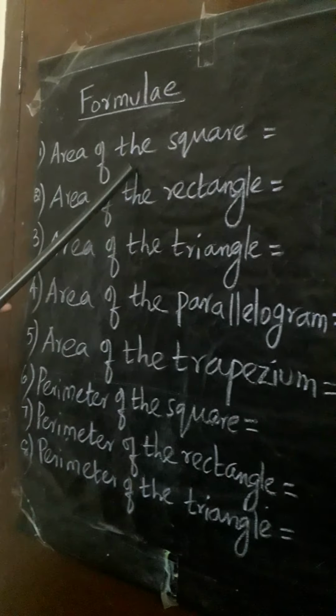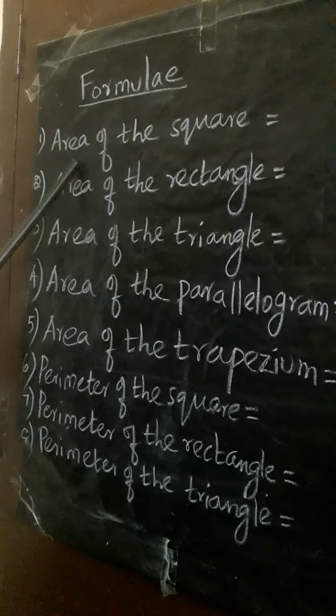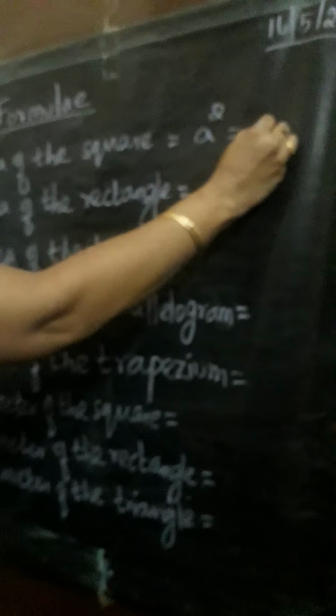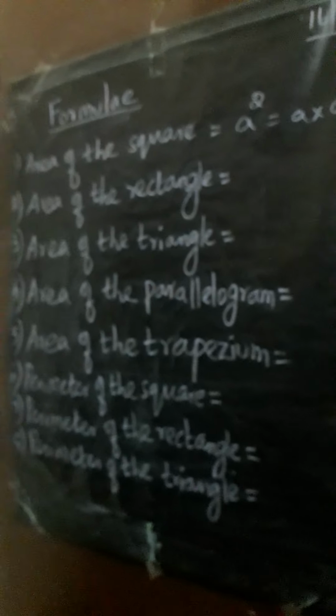So first, area of the square. What is the formula for area of the square? Area of the square equal to side into side. A square, that is A into A square unit.